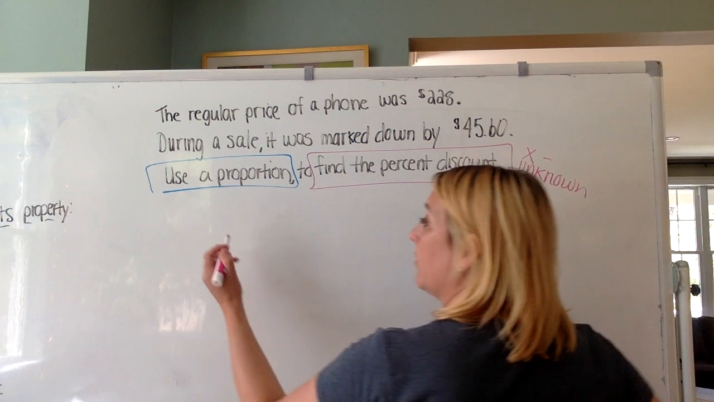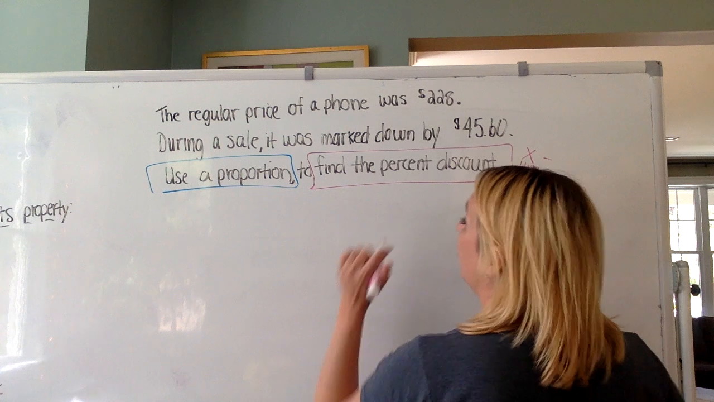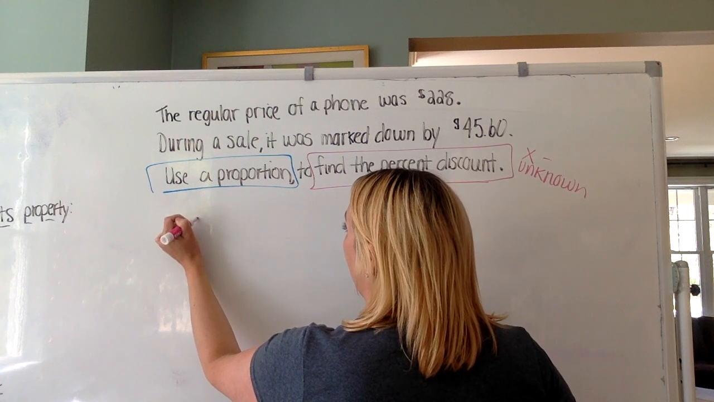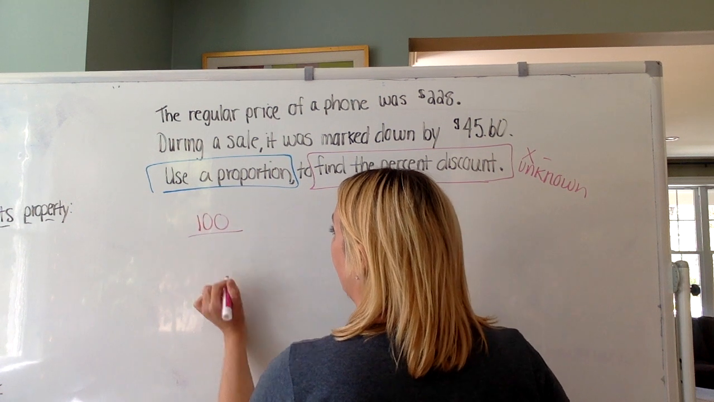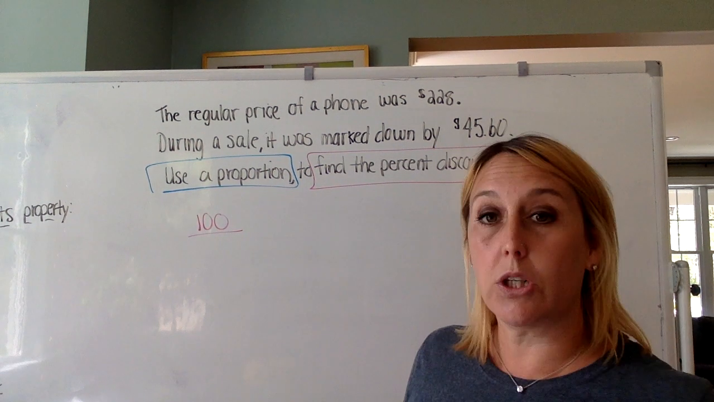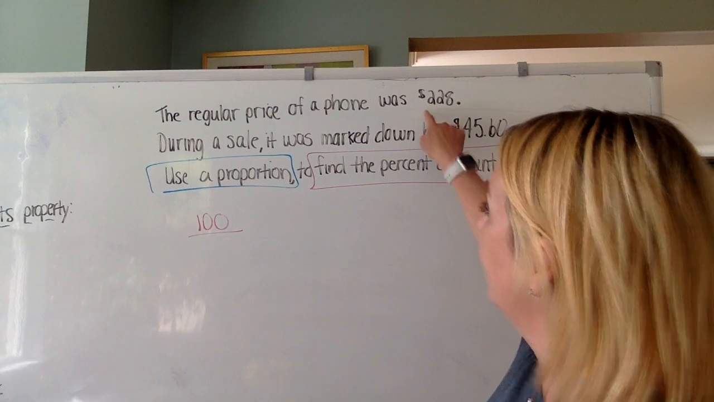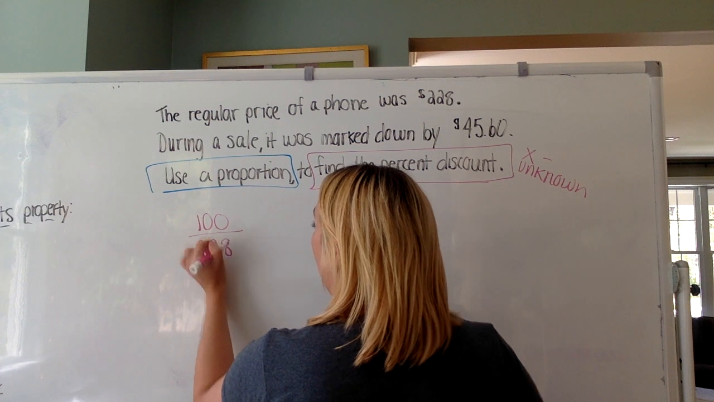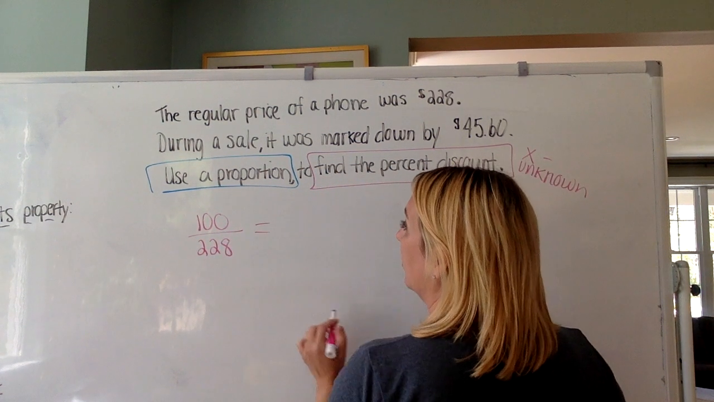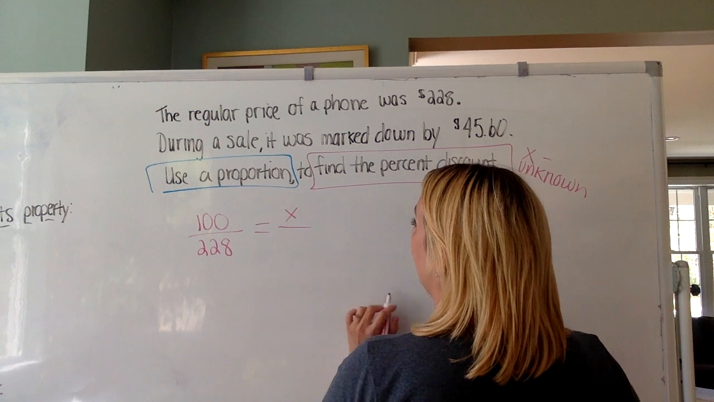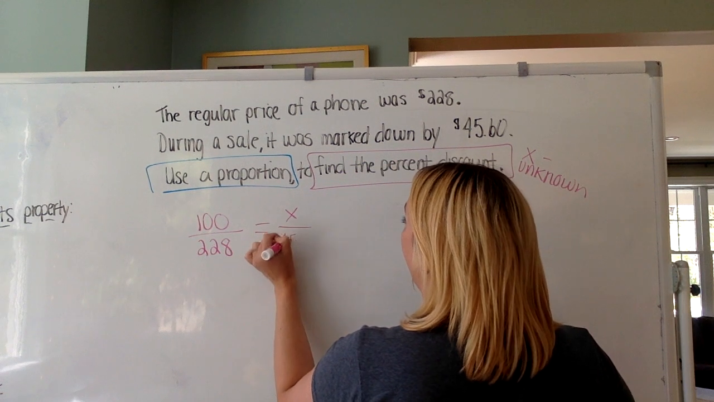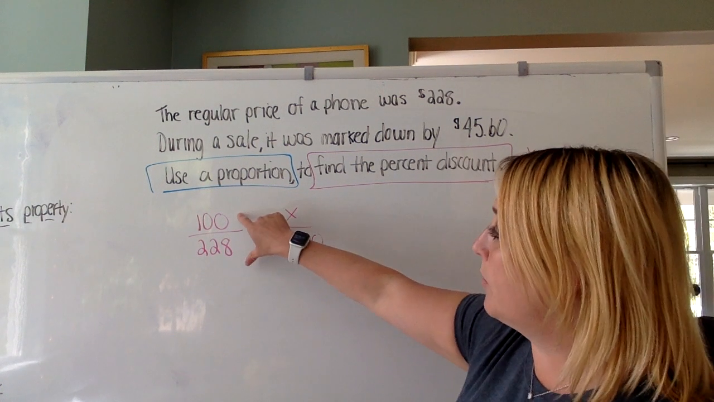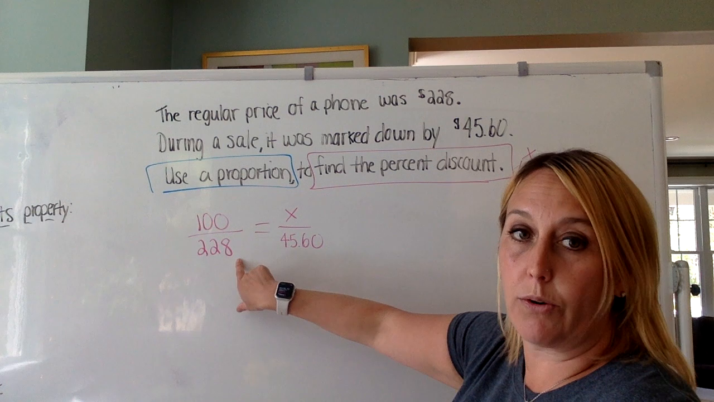So what we can do is start with saying, all right, well, we know the regular price of a phone was $228. So at 100%, right? Because that means it's the full original value. This is the regular price. The full percent is 100% over $228. What percent represents $45.60?